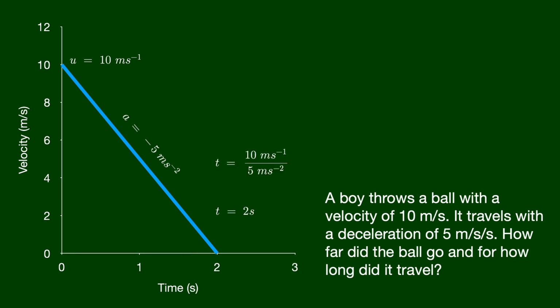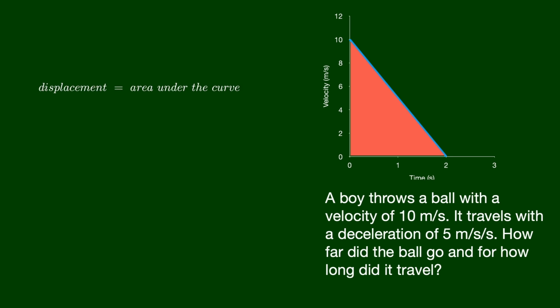We can calculate the time when we take the ratio of velocity to acceleration. This will give the time taken for the ball to come to rest as 2 seconds. The displacement of the ball is given by the area under the curve, which is 10 meters.